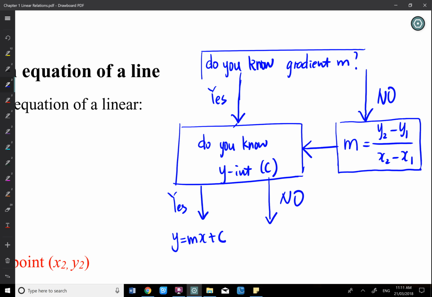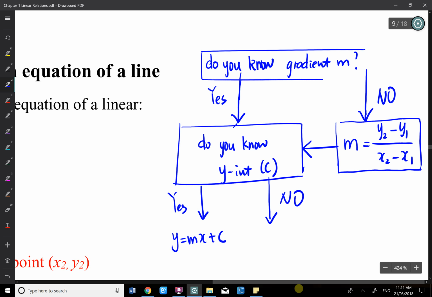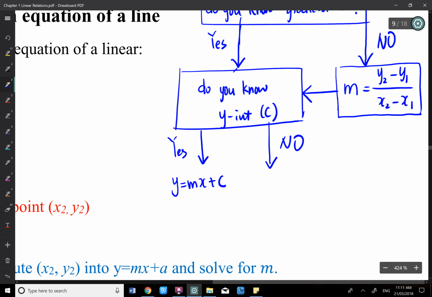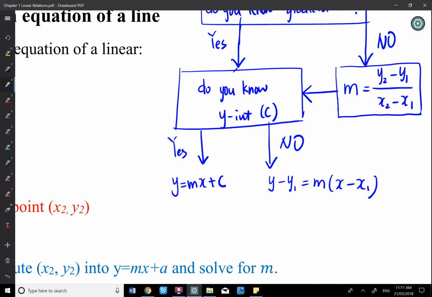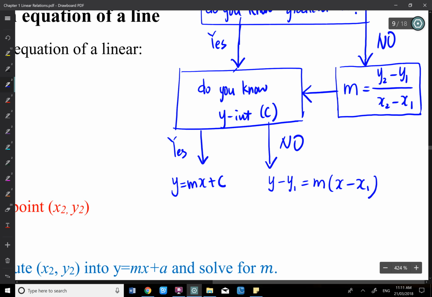So, if we don't know the y-intercept, what we can do is use one equation which is really helpful. y minus y1 equals m(x minus x1). I hope everyone can remember this equation. What's the meaning of this equation? Here, that's the equation. They are both answers, okay?